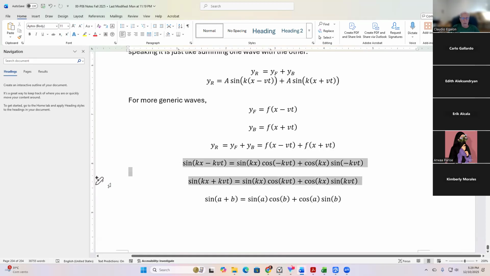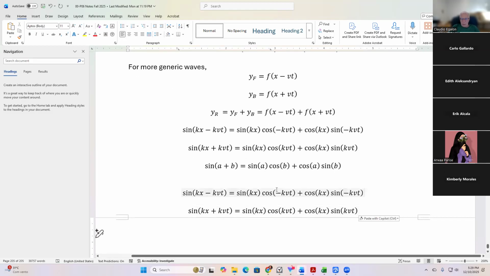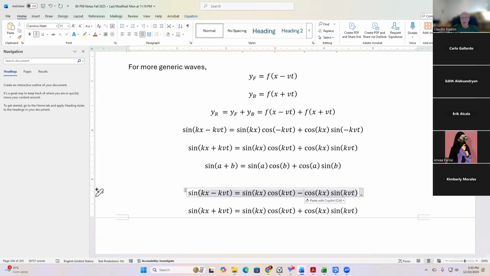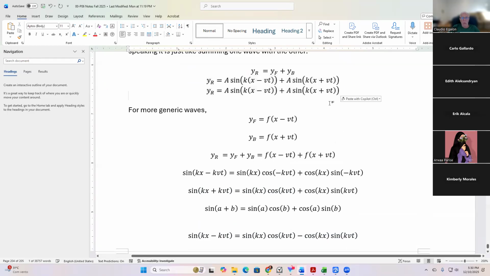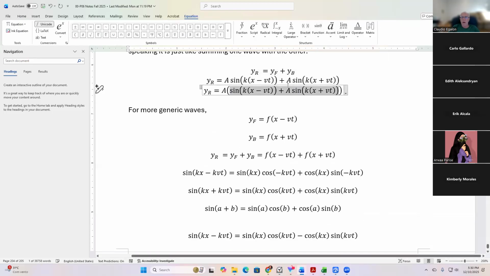Okay, let's keep on expanding this relation, right? Okay, cosine of minus something is going to be cosine of plus something. And sine of minus something is going to be minus sine of something. Okay? And now all you have to do is to sum those two functions. Here we go, I'm going to put the A in evidence here.